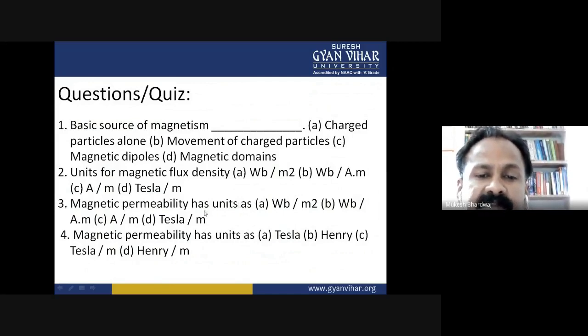Magnetic permeability has units. Option A, Weber per meter square. Option B, Weber per ampere meter. Option C, ampere per meter. Option D, Tesla per meter. Magnetic permeability has unit as: Option A, Tesla. Option B, Henry. Option C, Tesla per meter. Option D, Henry per meter. So just give the answers or choose the options according to your knowledge.